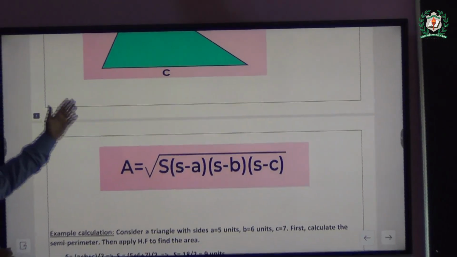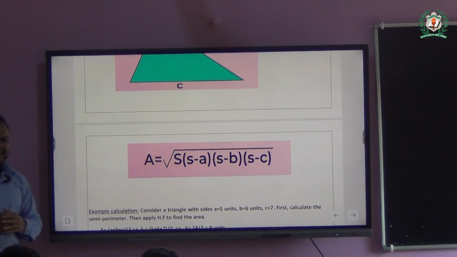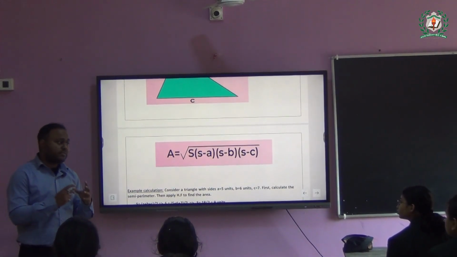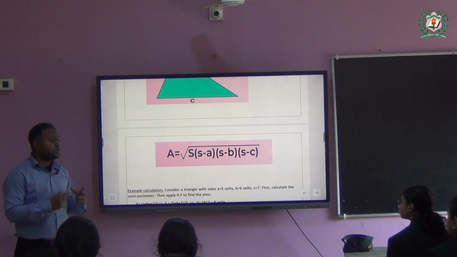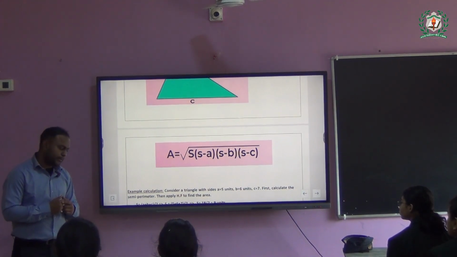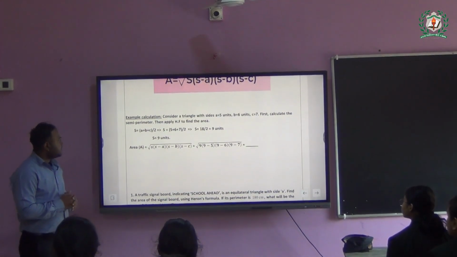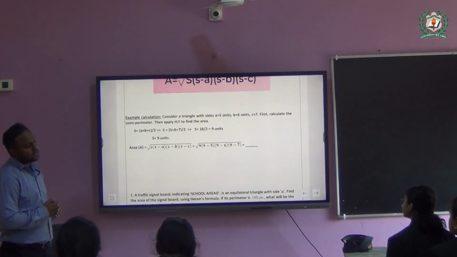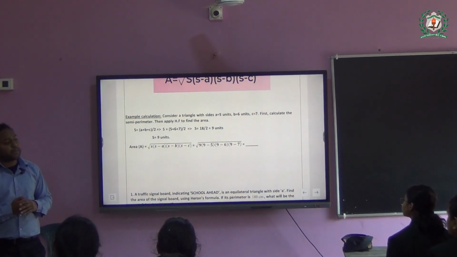You see the figure with this formula highlighted. Okay, so now let's see some examples. Through examples we can clarify how these sides can be useful to us, how we can calculate, and what its unit should be. Let's see an example calculation I have given to you. Consider a triangle with sides 5, 6 and 7. Firstly, what do we need to calculate? First we need to calculate the semi-perimeter.